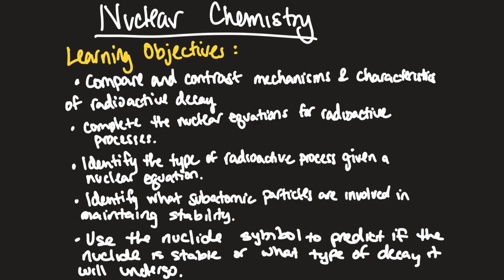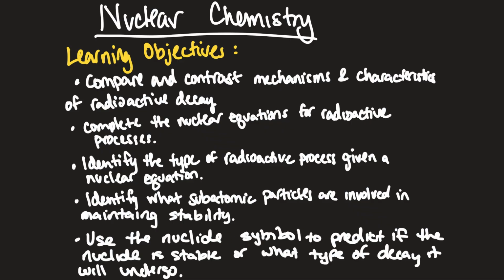We're going to complete the nuclear equations for each of those radioactive processes I just mentioned. We're going to identify the types of radioactive process given in a nuclear equation. So if I give you an equation, can you tell me what process is going on? We're going to identify what subatomic particles are involved in maintaining stability. And so, spoiler alert, neutrons and protons.